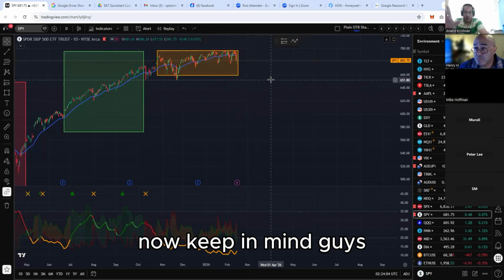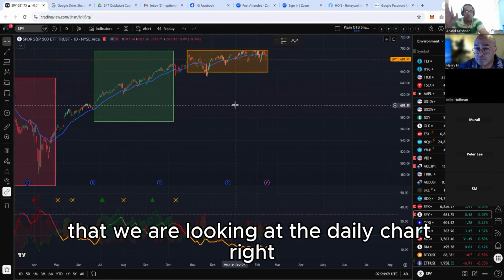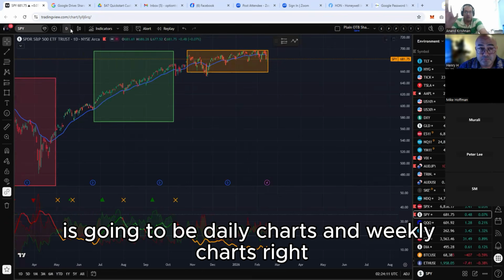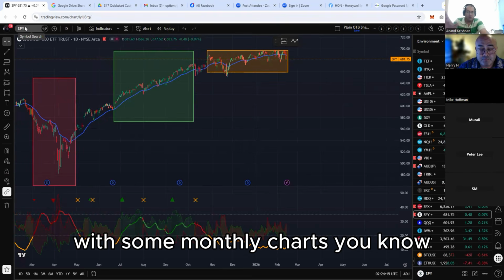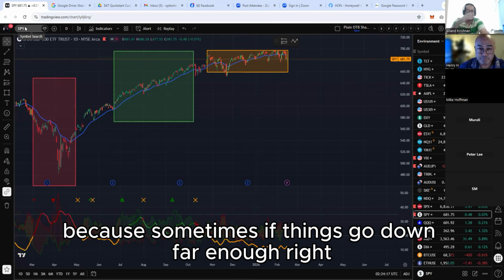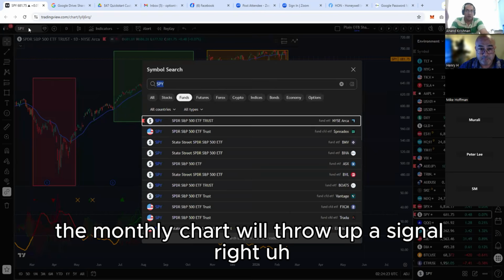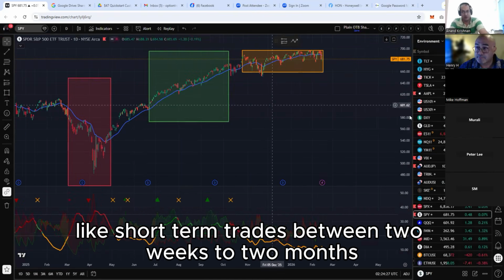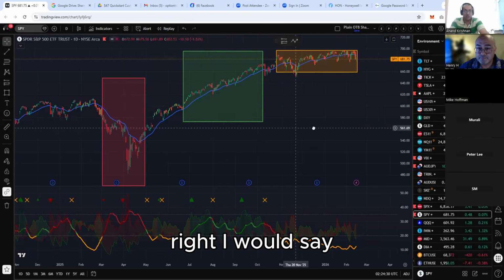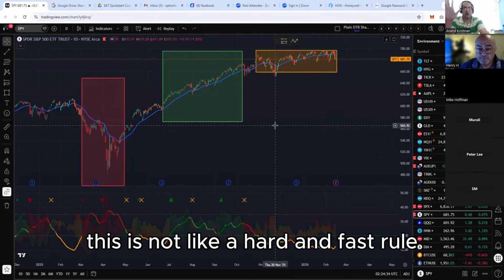Now, keep in mind, guys, that we are looking at the daily chart, right? Most of our focus is going to be daily charts and weekly charts, with some monthly charts, because sometimes if things go down far enough, the monthly chart will throw up a signal. But for short-term trades between 2 weeks to 2 months, I would say focus more on the daily chart. And by the way, this is not a hard and fast rule.